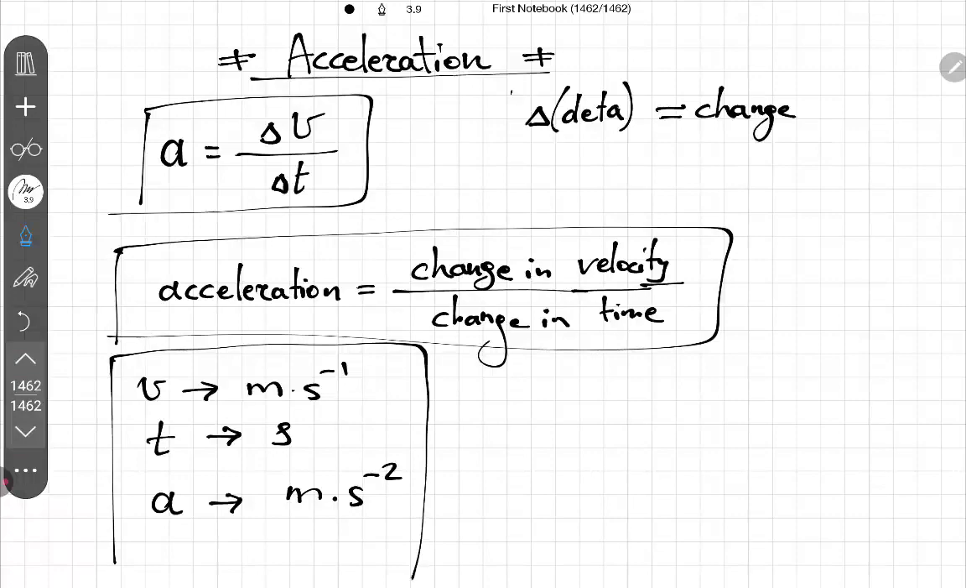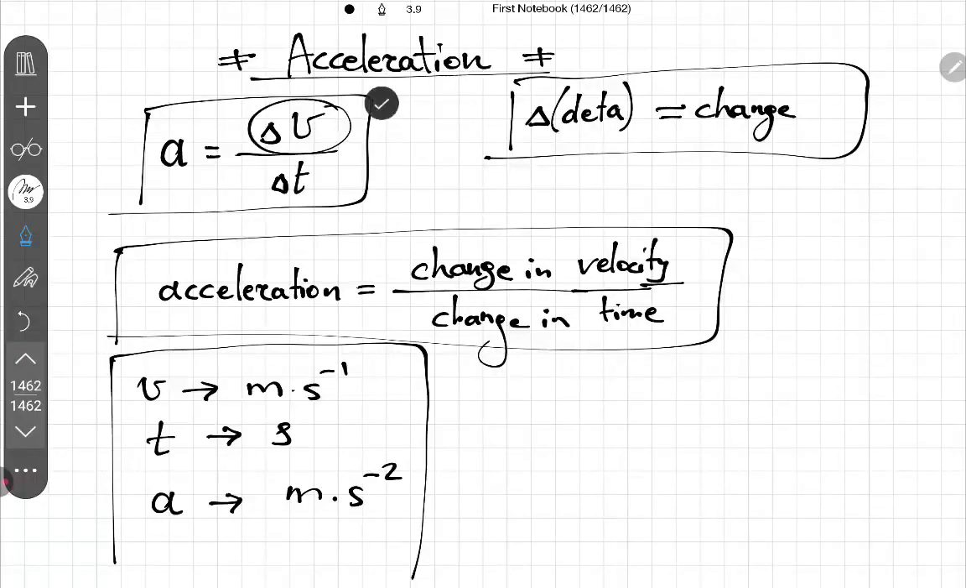And as we said, delta means the change. It means the change in velocity. So how do you find the change in velocity? If you want to find the change in any quantity, it means that you should subtract the initial value from the final value. So delta V means V final minus V initial.